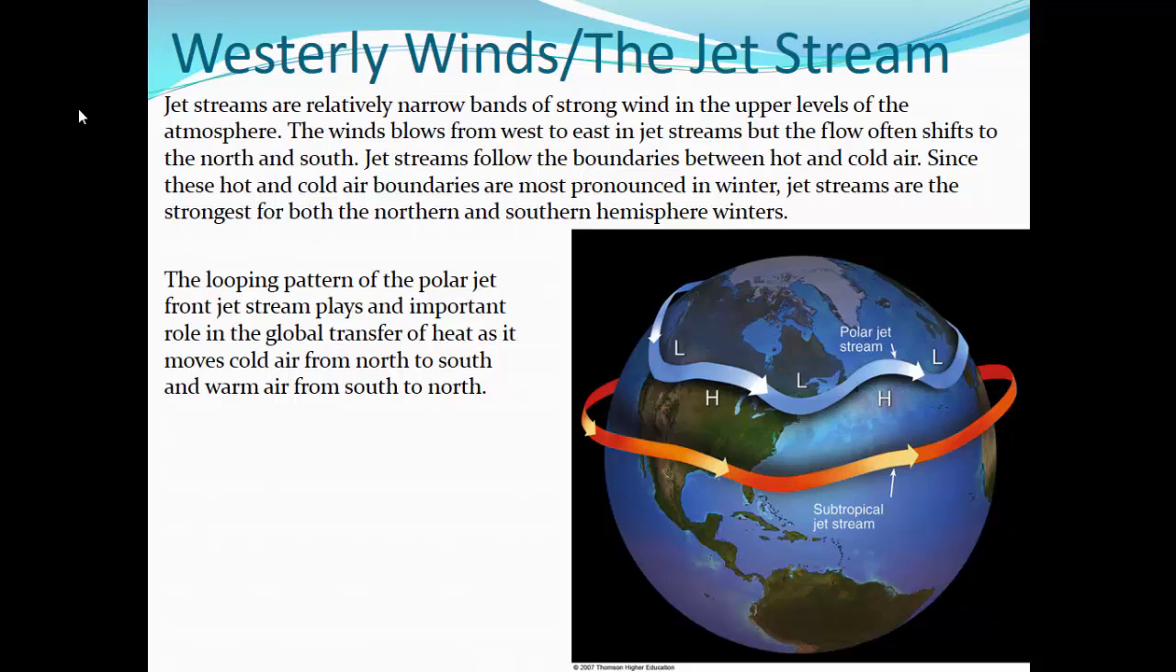And these jet streams literally follow boundaries in the atmosphere between hot air and cold air. Since these hot air and cold air boundaries are most pronounced in the wintertime, jet streams are typically strongest in the wintertime. And you can see where the looping pattern of that polar jet oftentimes plays a very important role in global heat transport, as it does move cold air from north to south. That's how we get our cold air in the wintertime here in Florida. The jet stream dips nice and far south and brings a blast of cold air for a day or two, but also pulls warm air south to north as well.